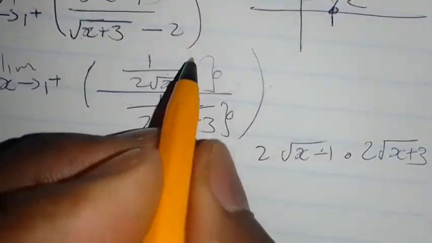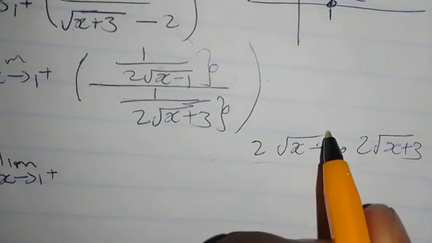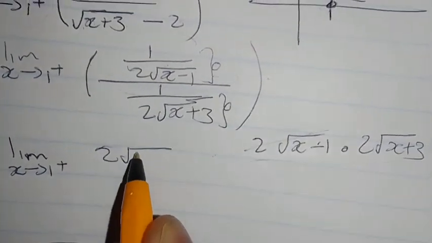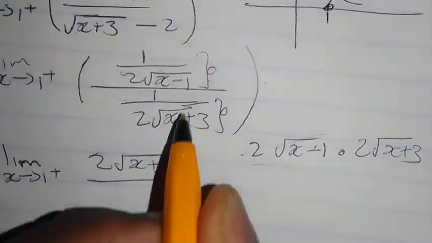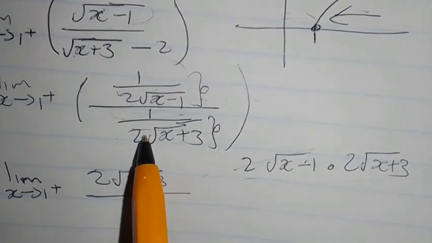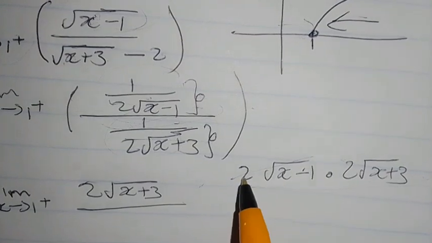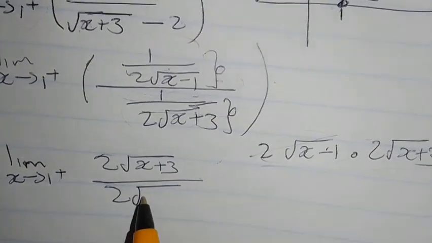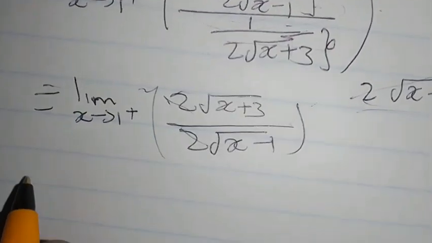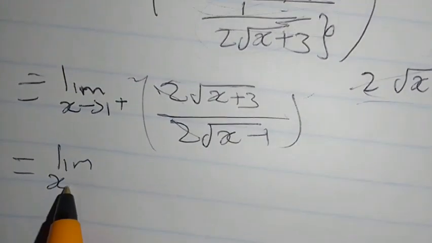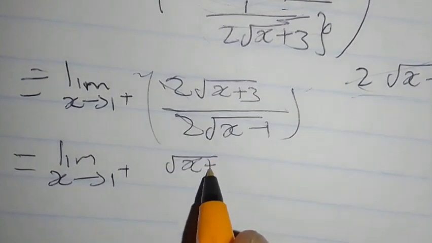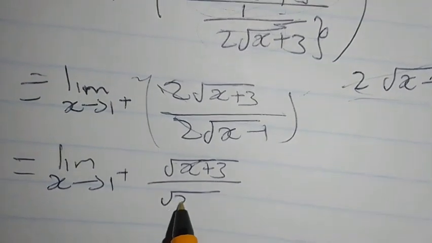Notice that if you multiply the numerator by this term, it will cancel with this one and you'll be left with 2 the square root of x plus 3. And if you multiply the denominator by this term, then 2 the square root of x plus 3 will cancel with this one and you'll be left with 2 the square root of x minus 1. So now the 2 and 2 will cancel each other. So you basically have the limit as x approaches 1 from the right of the square root of x plus 3 divided by the square root of x minus 1.